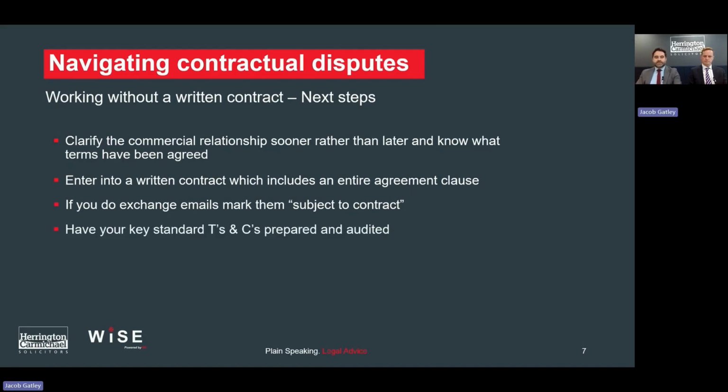Next, have your key standard T's and C's prepared and audited. The potential to save time and money by having well-drafted terms and conditions from the outset is considerable. While every business is different, and it means that you will need something tailored to your business, having that quality legal advice from the outset can help you identify the potential risks and help you avoid them.